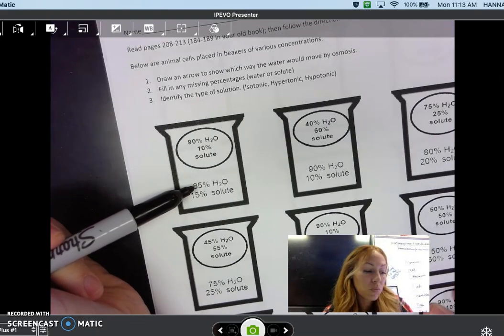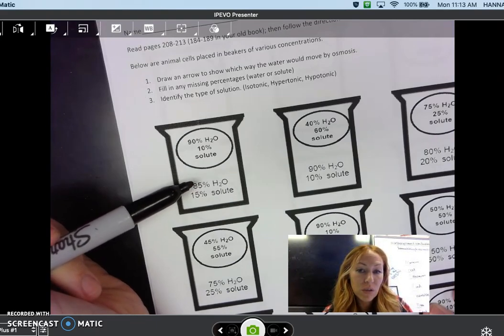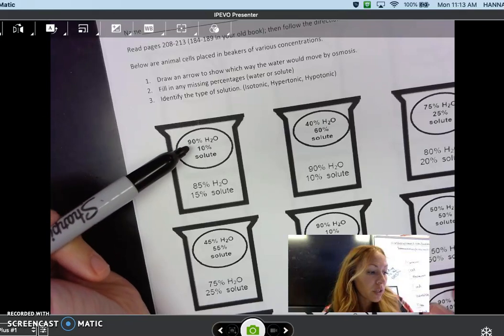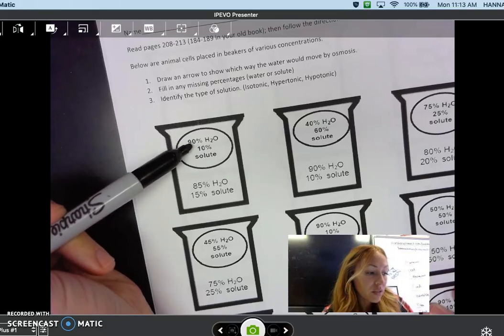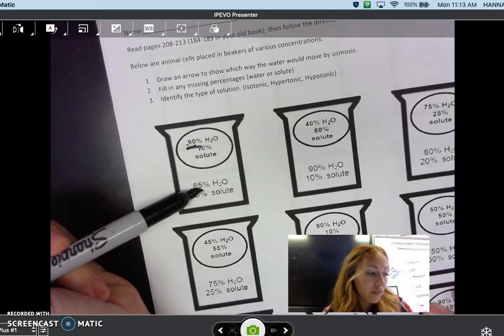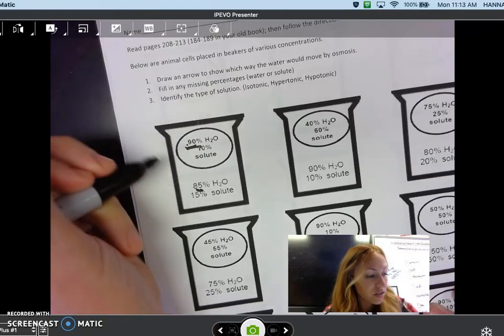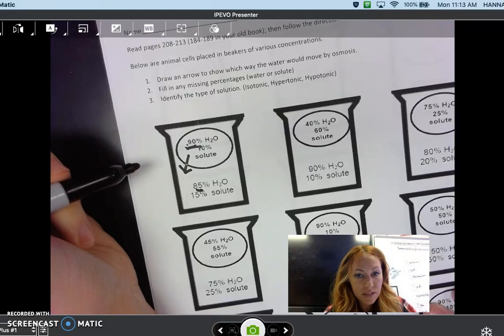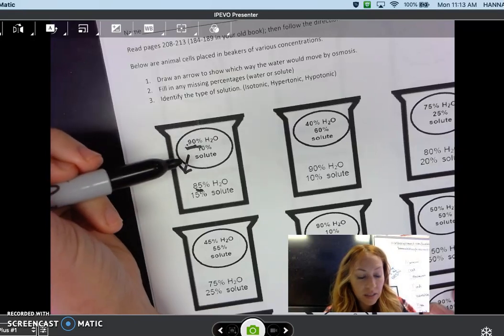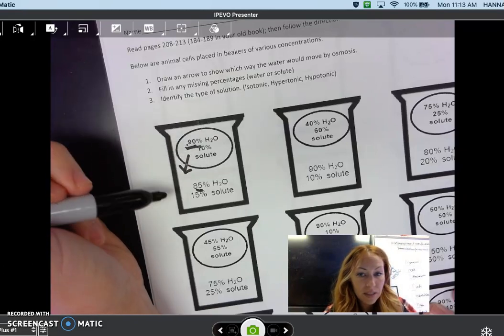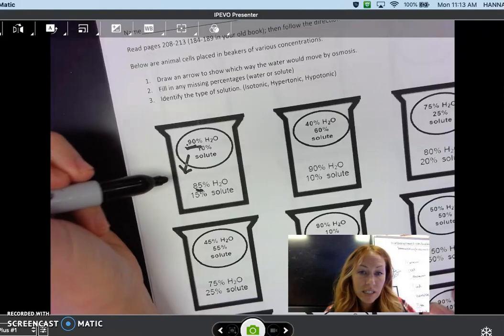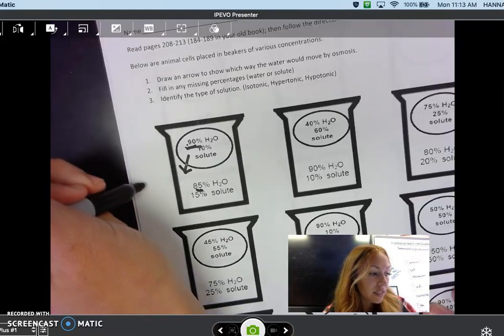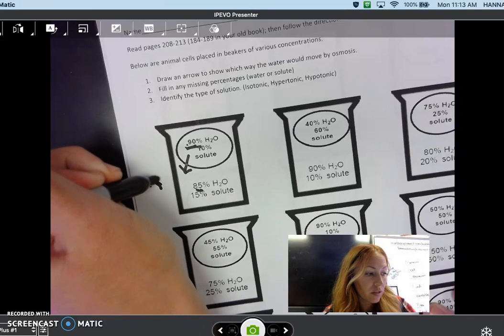Now remember that it's moving from a high concentration to a low concentration, so we're going to look at the water here. There's 90% water, 85. This is obviously a higher concentration, so water is going to move out of the cell. The cell is going to shrink a little bit. So what type of solution does that mean that it's in? If it's shrinking, that means that it's in a hypertonic solution.